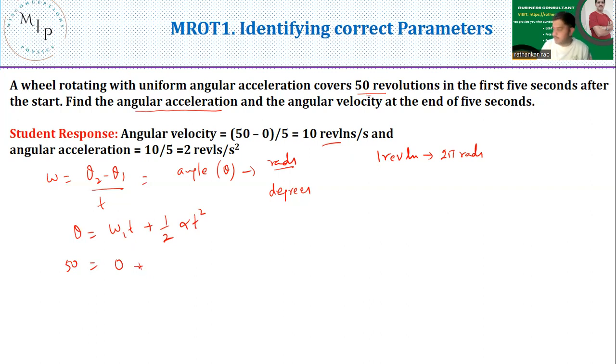What is alpha? Alpha is not known to you. How do we do this? I can now write half alpha, which is not known, into t square. For the first 5 seconds, t is known. I'll substitute this value, 25. So what happens here?